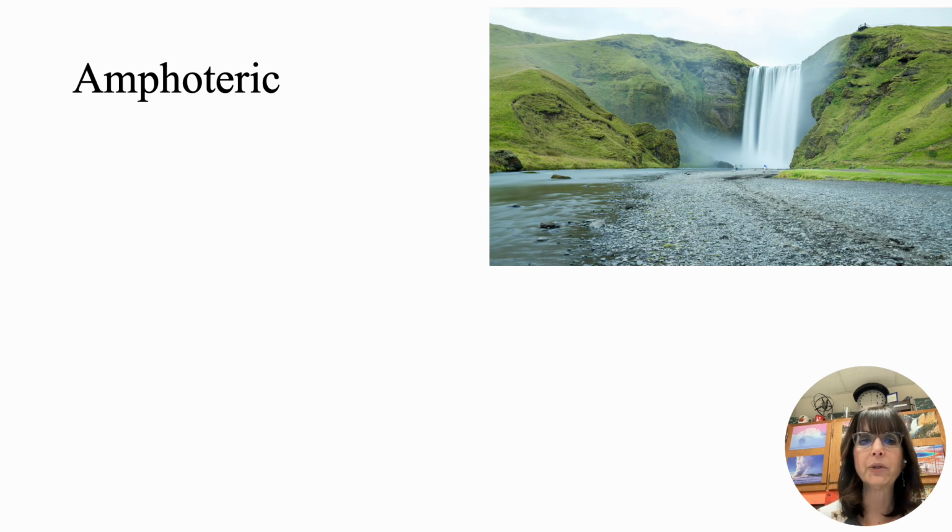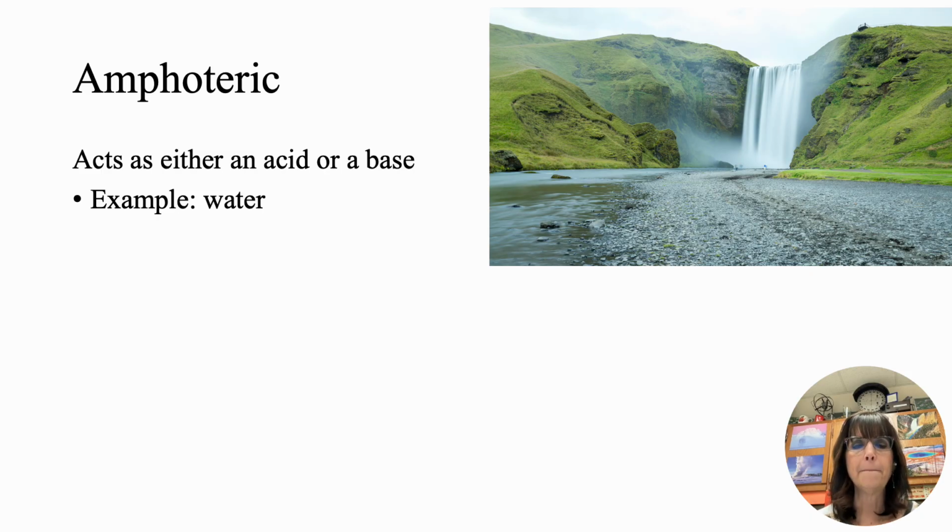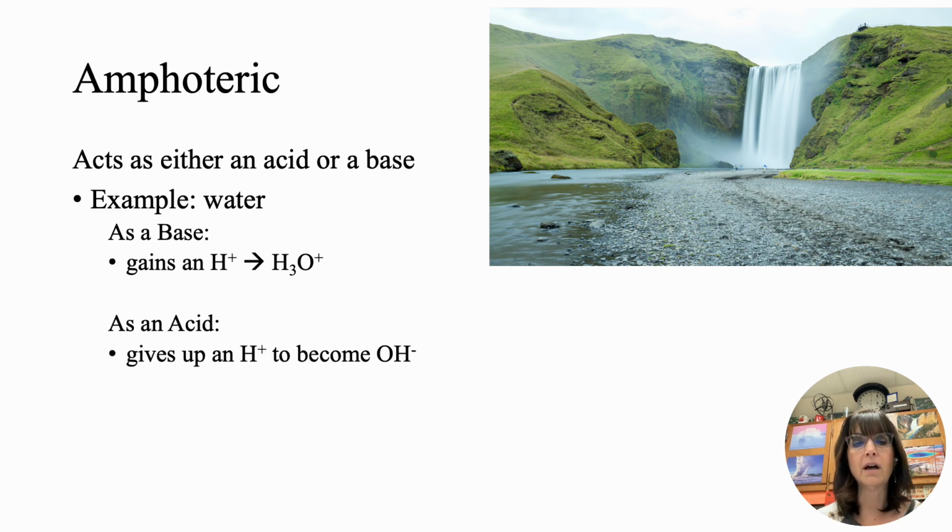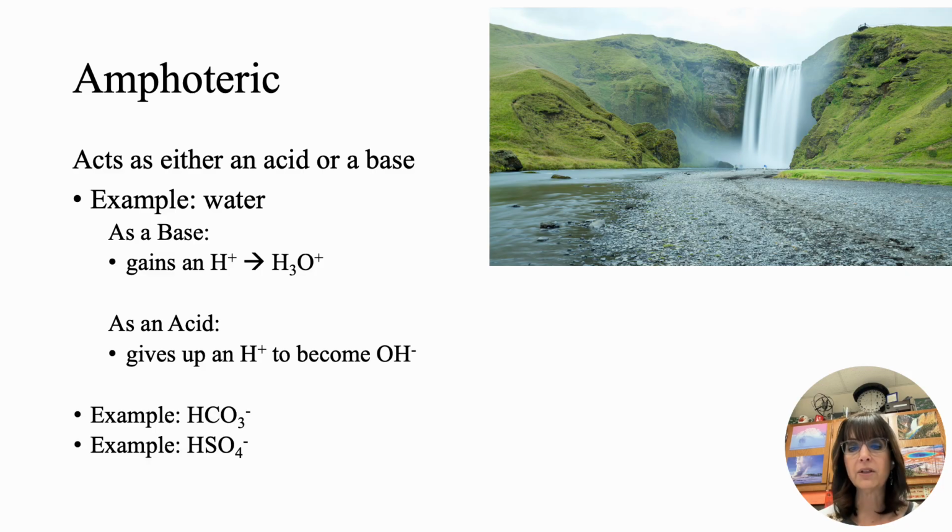Well, you know, we can't get through a unit without a big old fancy word. This one is amphoteric. You might also see it as amphiprotic. Means the same thing. Basically, it just says that something acts as both an acid and a base. Example is water. If water gains a hydrogen to become hydronium, it's a base. If it loses a hydrogen to become OH, it's an acid. There's lots of other examples.